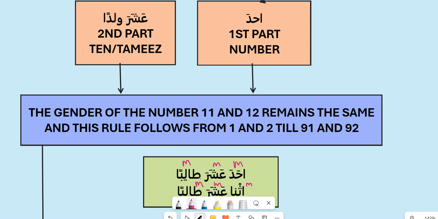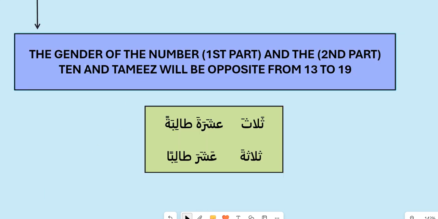What happens when 3 to 10 comes and 13 to 19 comes? The gender is opposite now. Opposite to the ma'dud, opposite to the tamiz. So let's check the gender. Here you can see the gender of the first part and the second part, that is consisting of 10 and tamiz, will be opposite from 13 to 19. So here you can see the examples.